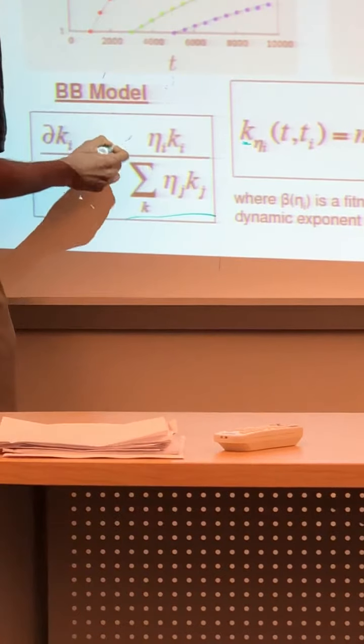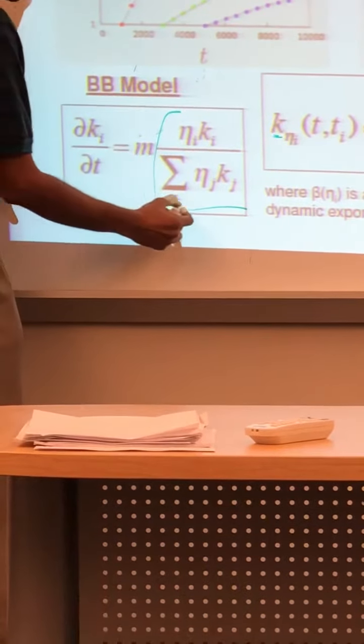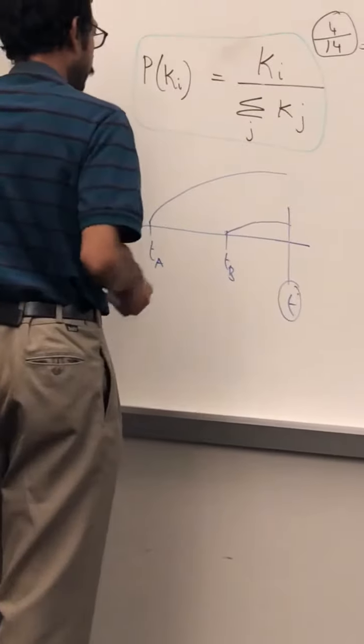Okay, so actually this is not the probability expression. So this is the probability expression. This is the rate of growth. Okay, so I'll write the corresponding probability here. So this is the BA model.